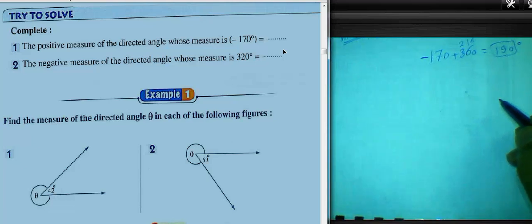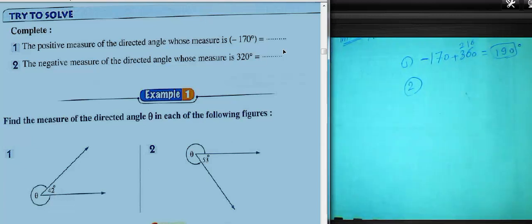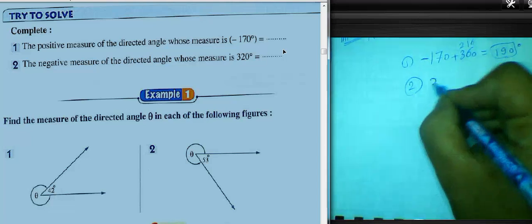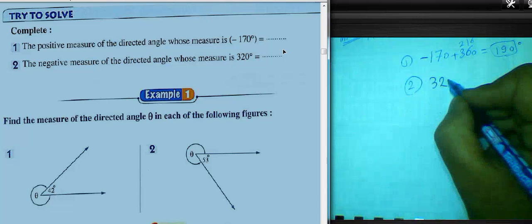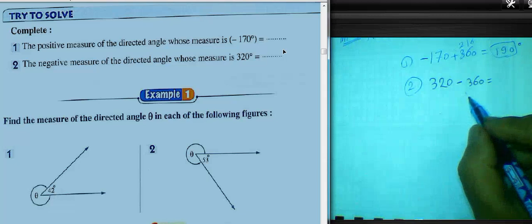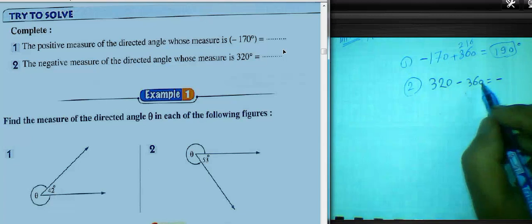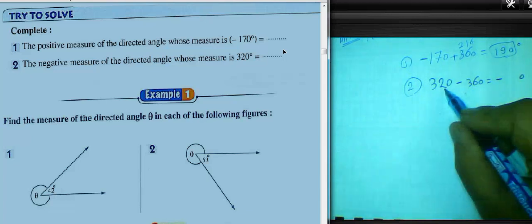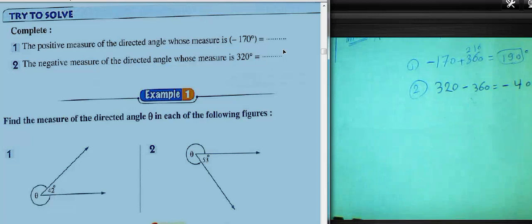Okay, question number 2. The negative measure of the directed angle whose measure is 320. He wants to find the negative measure, so we will add negative 360 to this angle. The result will be negative because 360 is more than 320. 6 subtract 2 equals 4. The result will be negative 40. Question example 1.